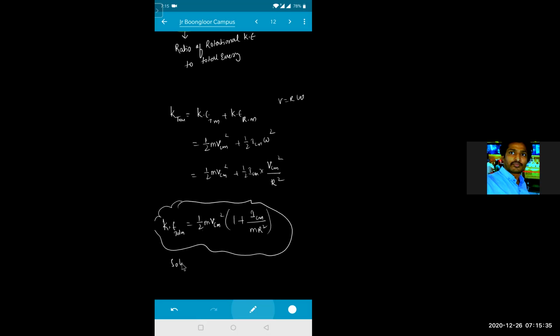Like, if it is a solid sphere which is rolling. For a solid sphere, what is the moment of inertia? I is equal to 2 by 5 mr square.